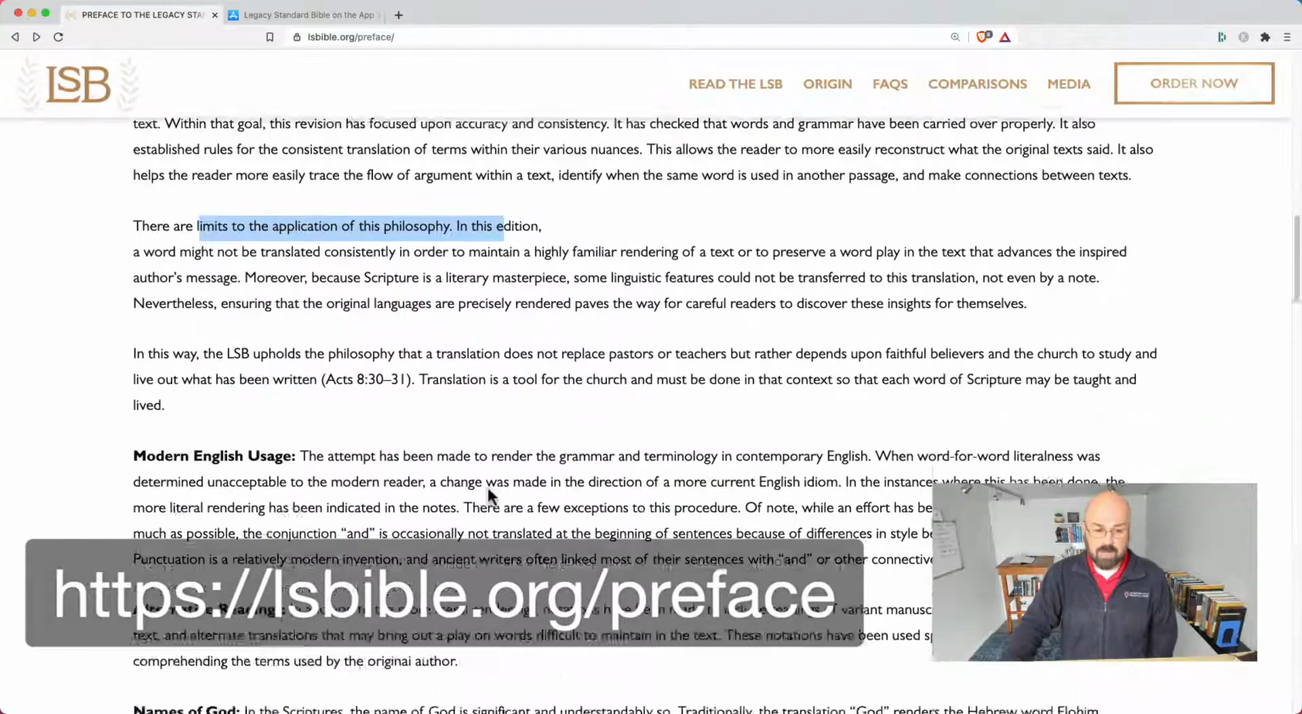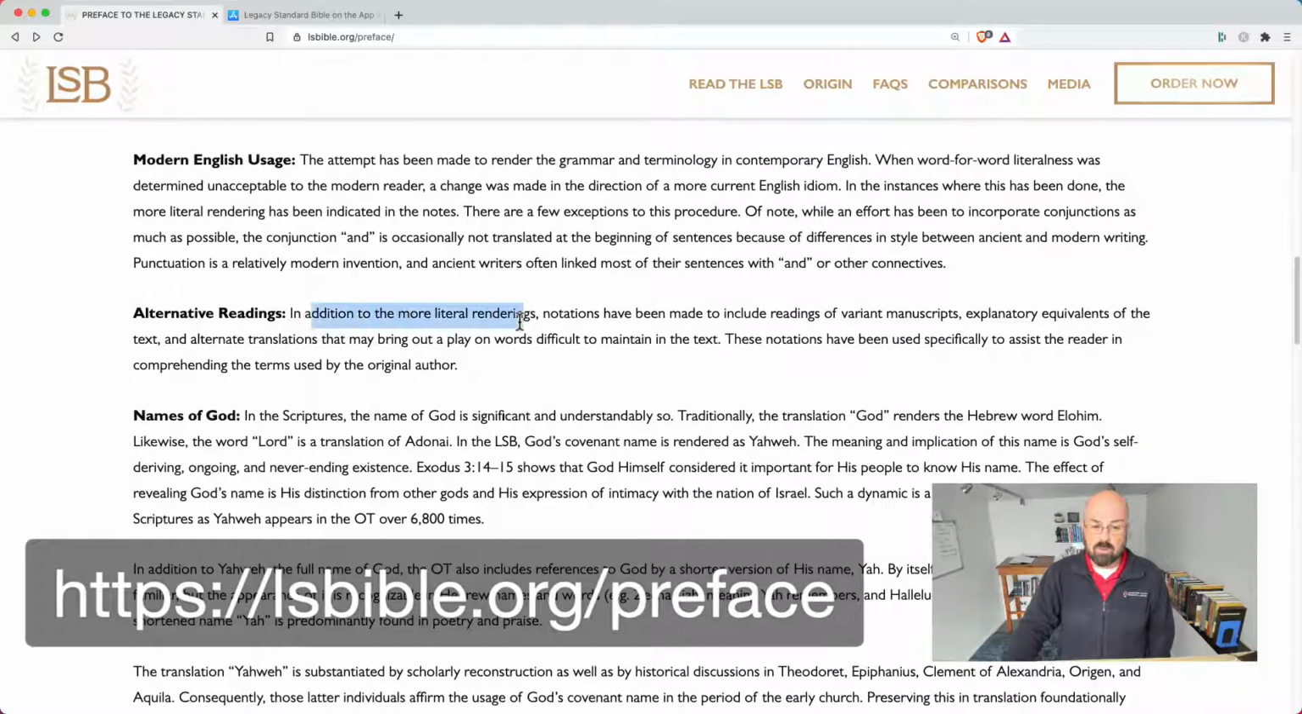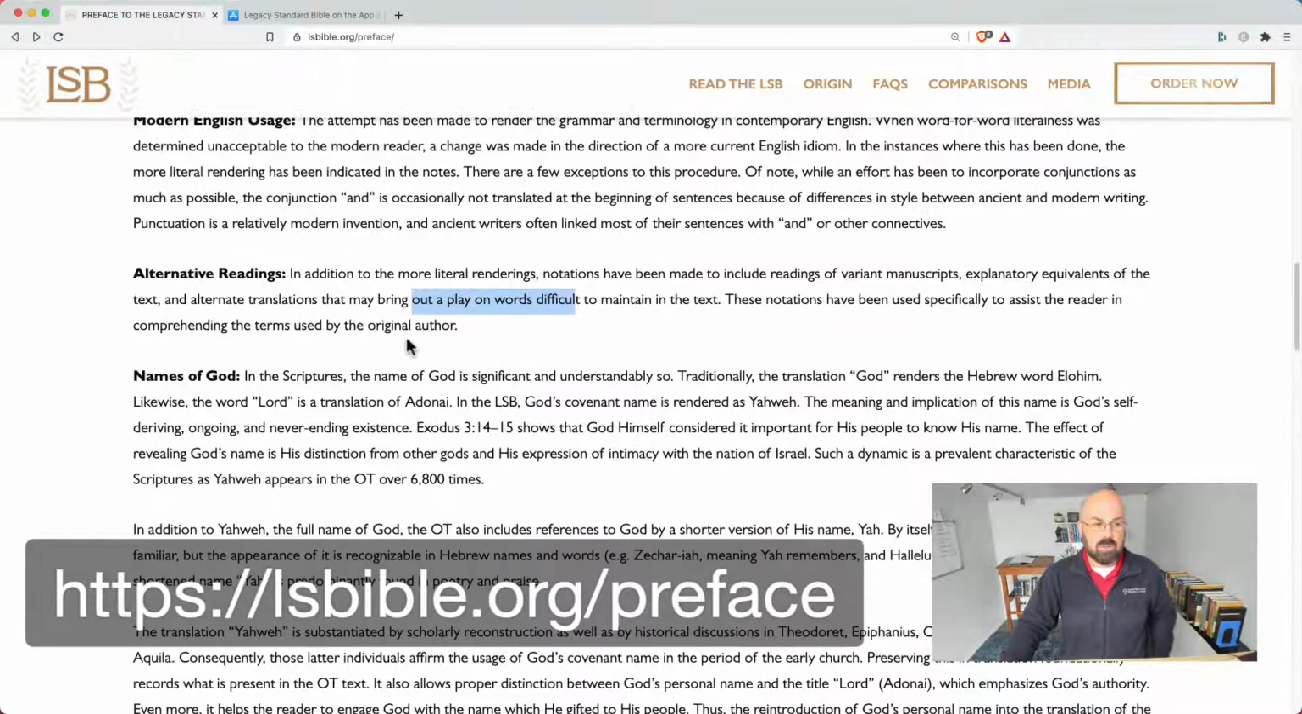So for instance, here we have modern English usage. One of the things they're trying to do here is that there are some words that we used to use a lot, but now we don't use very often in English. And so they've changed some of those usages, and we'll talk about some of those in just a minute. We'll also talk about literal renderings and alternate renderings and so on a little bit. But there's a few other things here too.